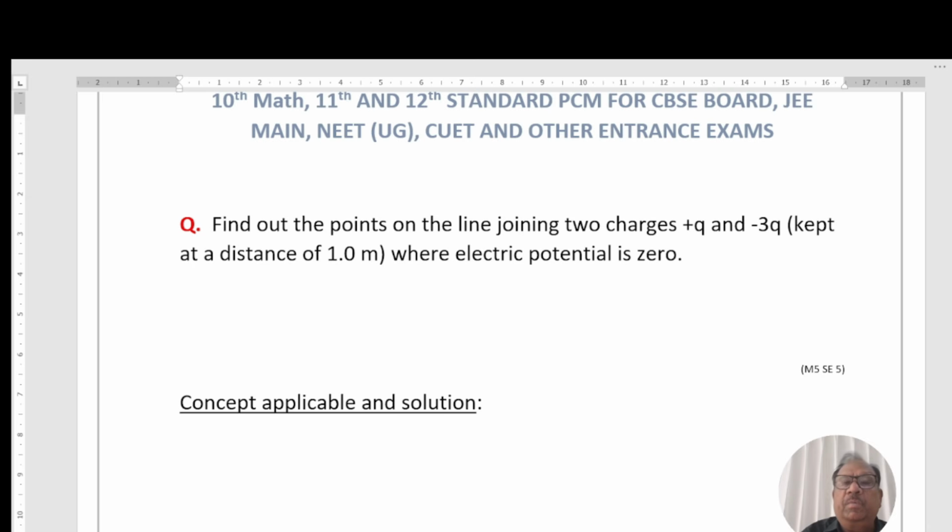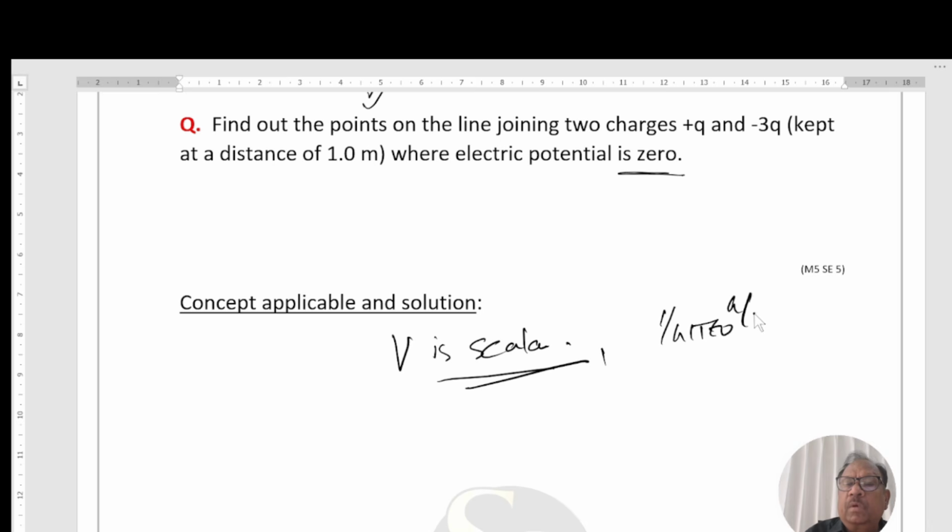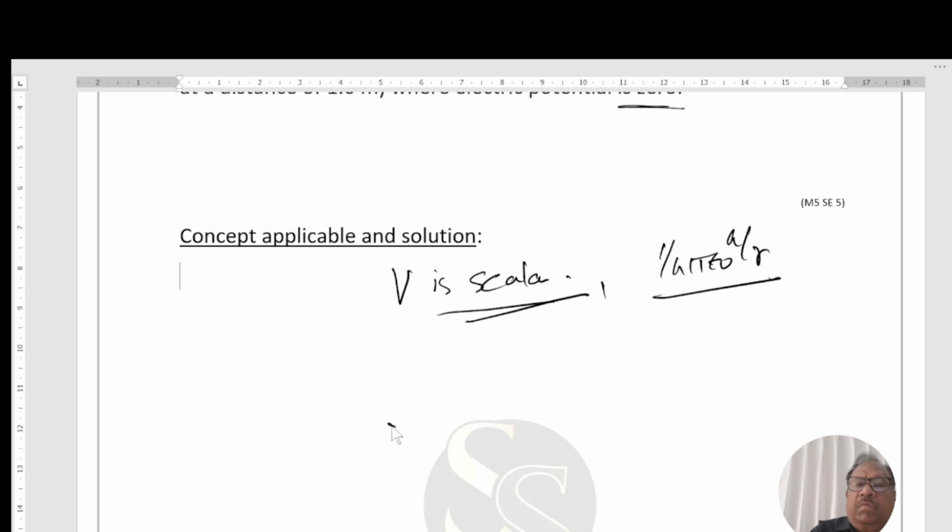Next question. Question is, find out the points on the line joining 2 points plus q and minus 3q kept at a distance 1 meter where electric potential is 0. We have to find the points, not point, points. Concept applicable in solution: potential is a scalar quantity, is to be added algebraically. Due to point charge, formula is 1 over 4 pi epsilon q upon r. These are applicable.